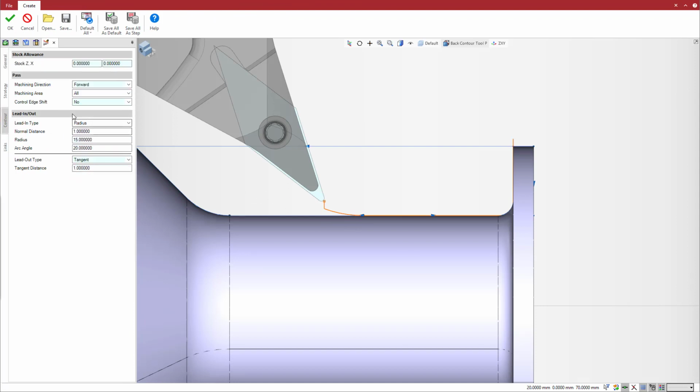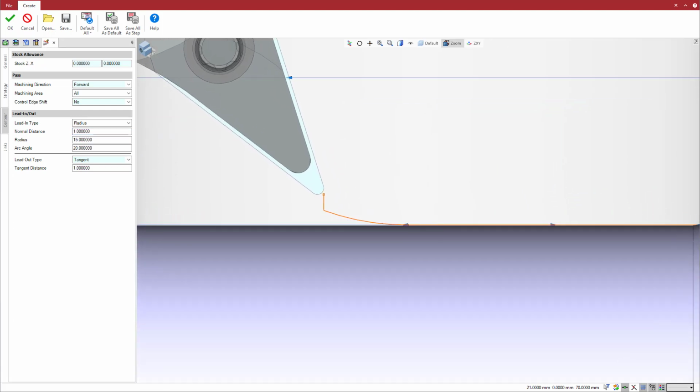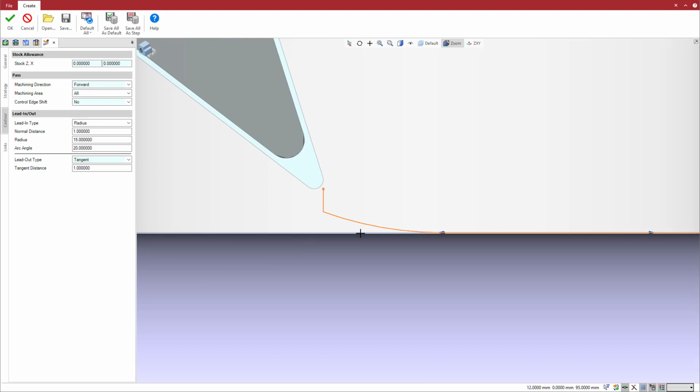We set the lead-in-out angle to radius, an arc angle between 0 and 90 degrees, a large radius value, and a normal distance that could be smaller than the radius value. Note that with this normal distance parameter, the tool always moves away from the profile depending on the feature's normal.